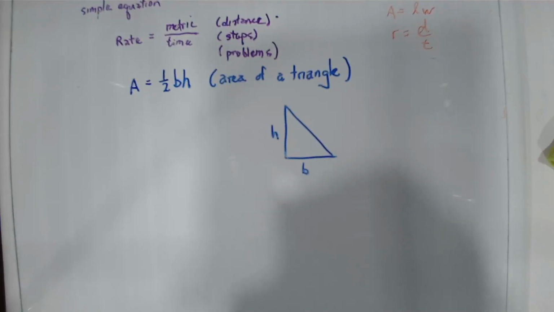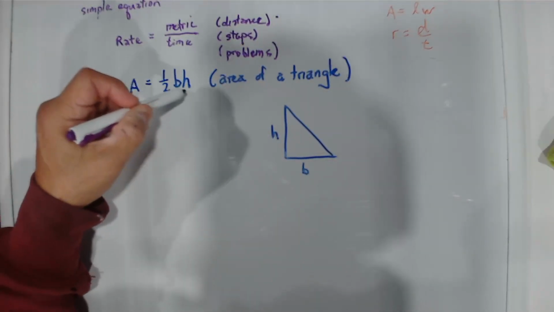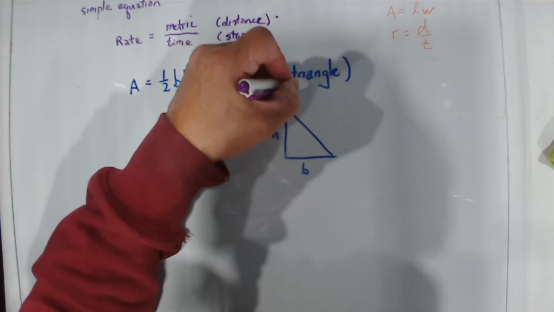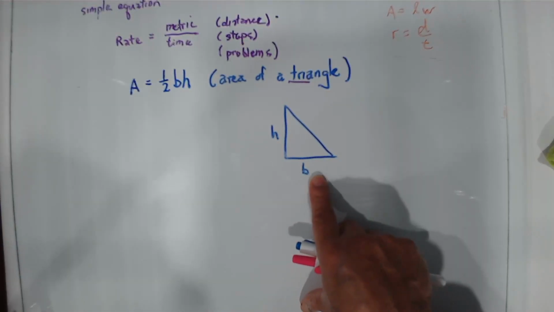We're going to be looking at area. And area is equal to 1/2 base times height, and that is the area of a triangle. And we can figure out why it's 1/2 base times height after we go through this example. But here we have base times height.